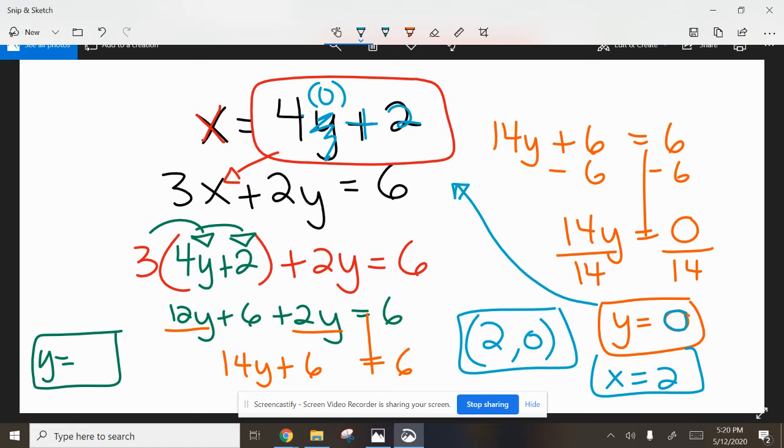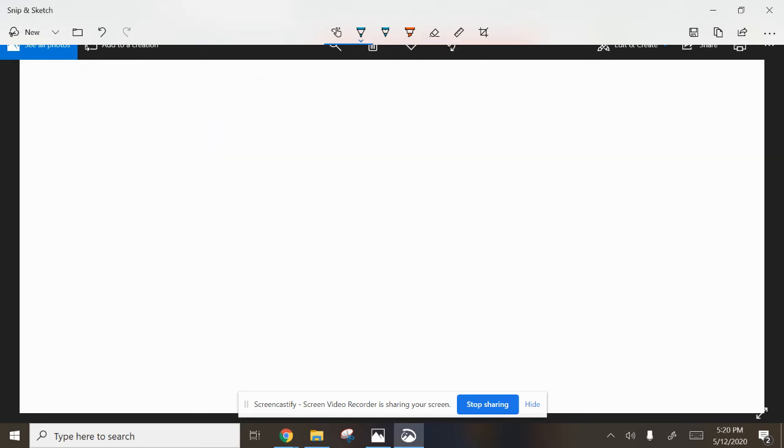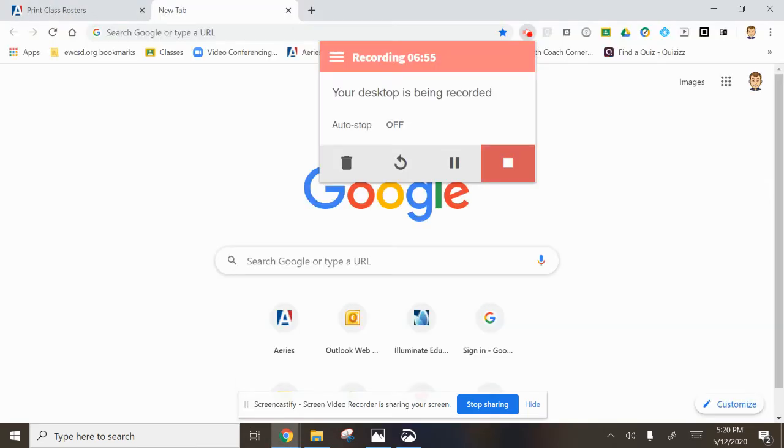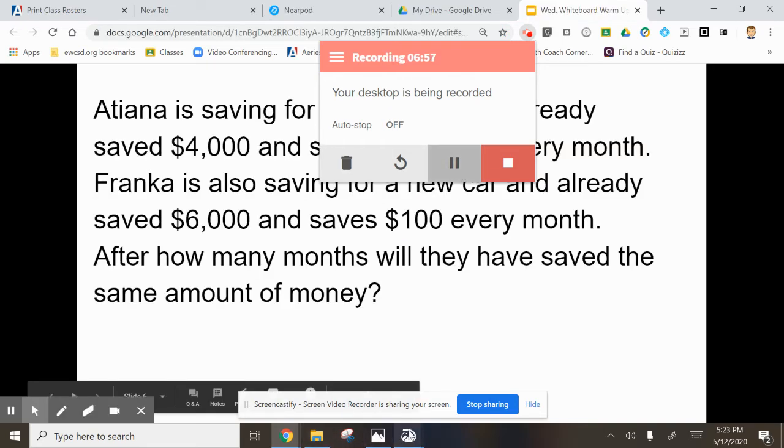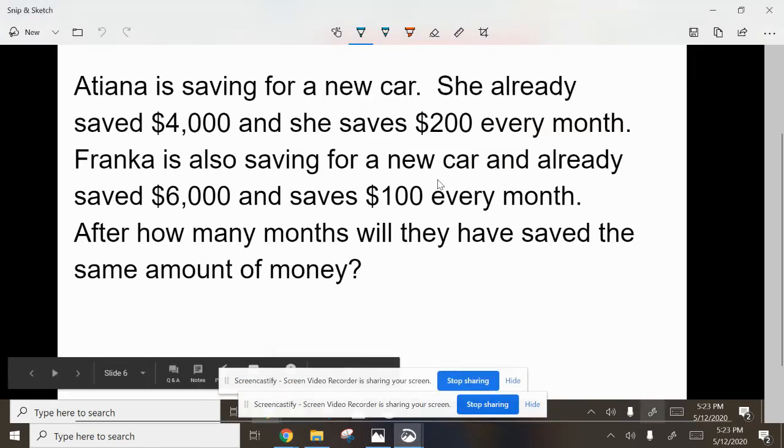Now I'm going to give you one that's a little trickier. Okay? And it may be in a word problem sense, but don't freak out. You can still solve these. Okay, let me show you something now. I actually did this problem in December. I pulled it up from my Google Drive. It was probably a week or two before winter break.